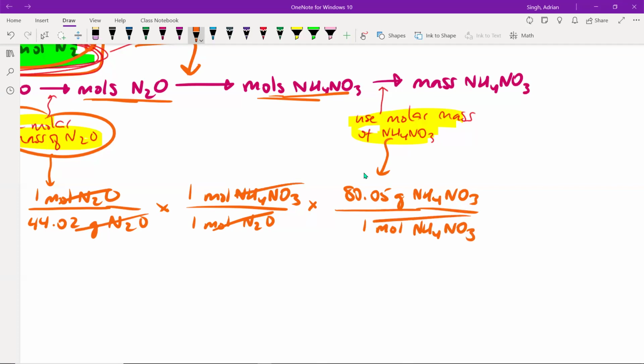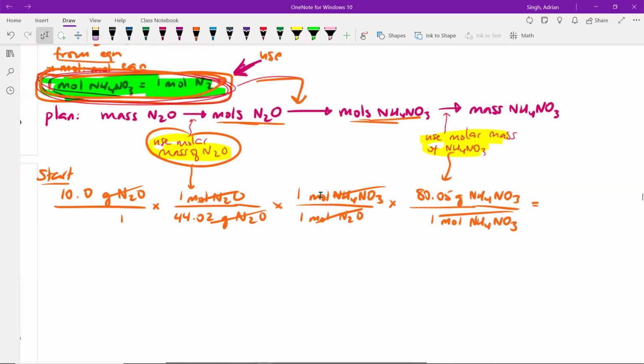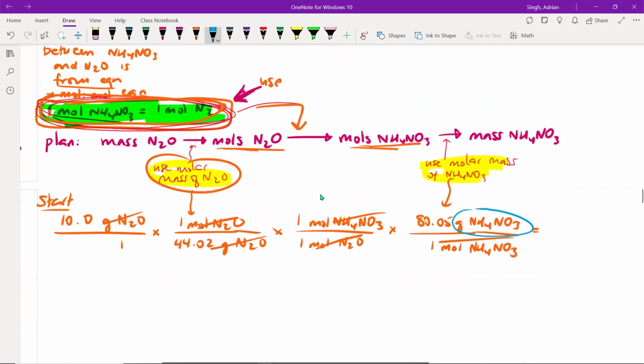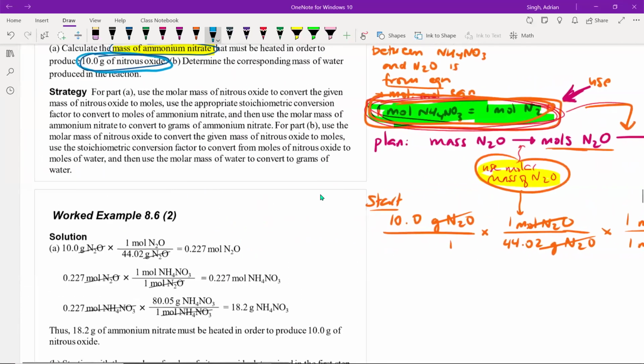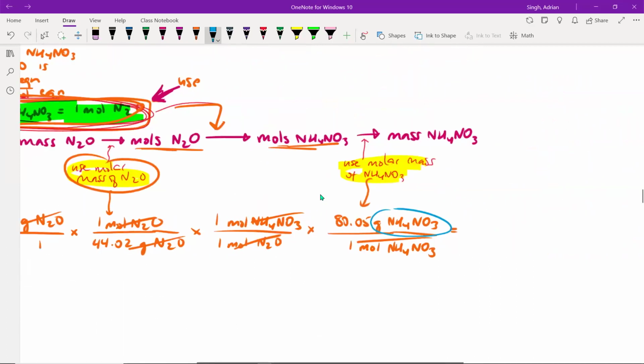Moles cancel out. And the only unit now, take a look at my calculation, the only unit I'm left with is grams of ammonium nitrate. And that is what I needed to find, right? I needed to find the mass of the ammonium nitrate. I can go ahead and use my calculator, evaluate all of this. And then what we should get would be 18.2 grams of ammonium nitrate.